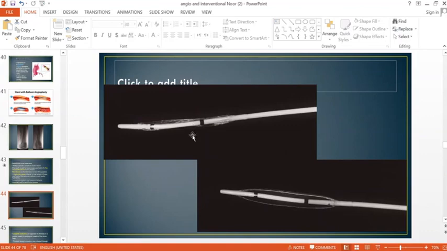These are the balloon systems, the catheter with the balloon that is used for angioplasty. So this is the catheter, the balloon is not inflated, it enters the vessel, then the balloon will be inflated to dilate the vessel.